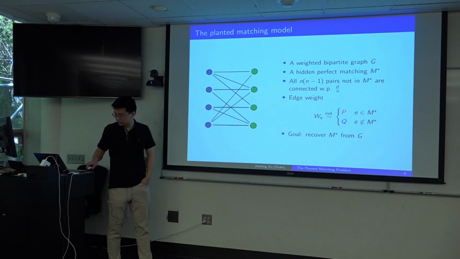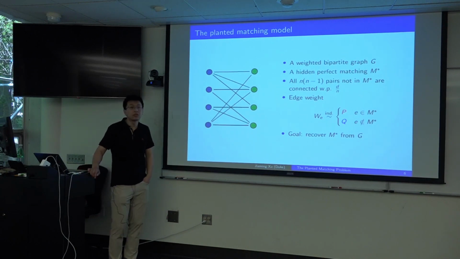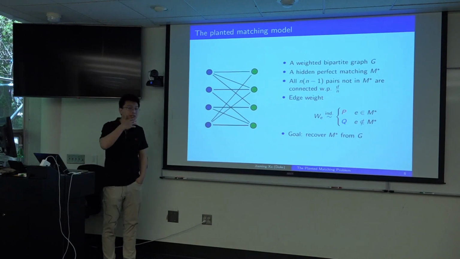But if some of the weights are really high and some are really low, then you can still try to recover that. That's the reason why you can do that. But the rank of this matrix is still high. It's actually a full-rank matrix, right?